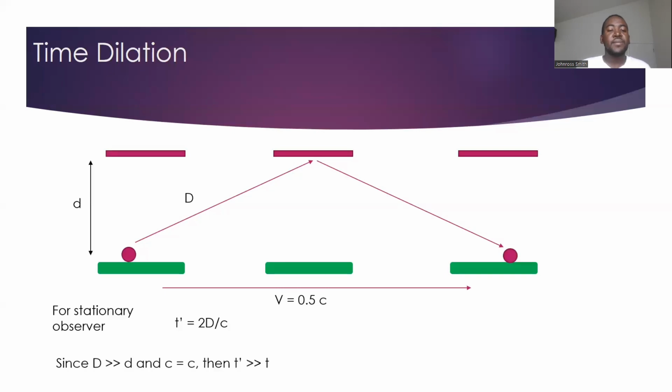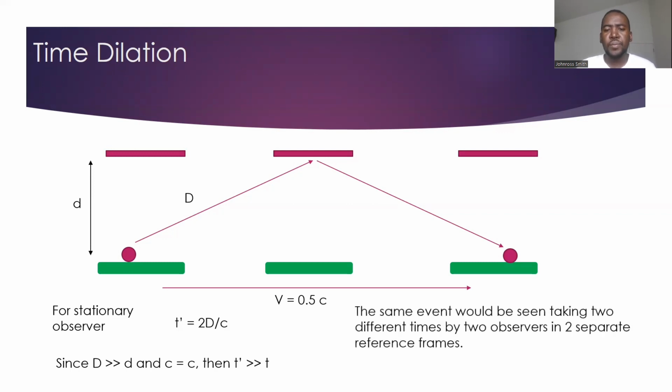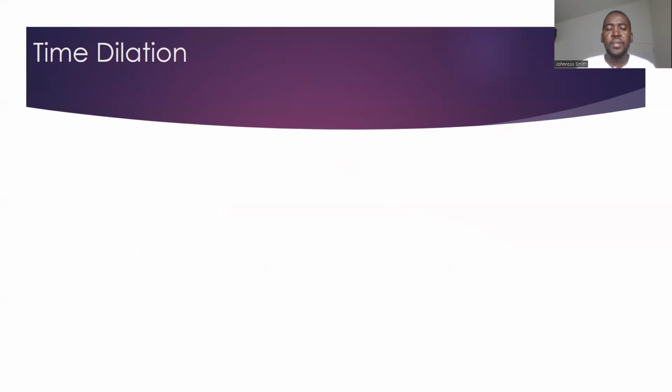Now, because capital D is much greater than small d, the time that the stationary observer will observe for this event would be much greater than the time that the person moving with the event would observe. Because of this difference in the time frame of observing, we have some time dilation. There is some difference between the time of the same event, but in two different reference frames.